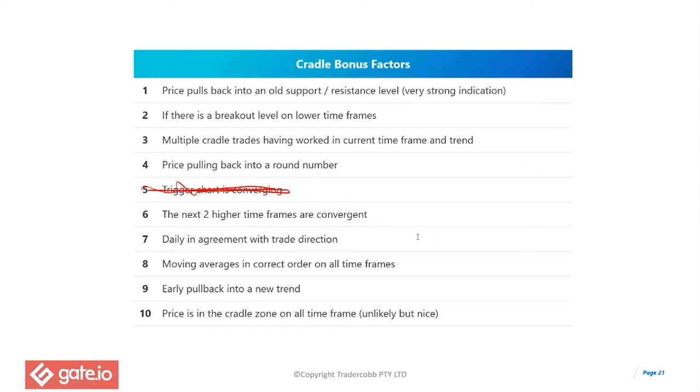You're not silly, sorry I'm silly, but with 7, does it matter what time of day you trade? Nope. Nope, the daily is just whatever's on the chart, right? So when we come to 7, daily in agreement with trade direction. If I'm looking to go long on the 1 hour, for example, is the daily also in an uptrend? It's as simple as that. Doesn't matter the time of day, because the daily trend is set over weeks usually.